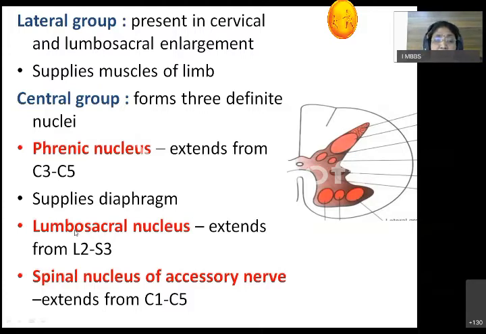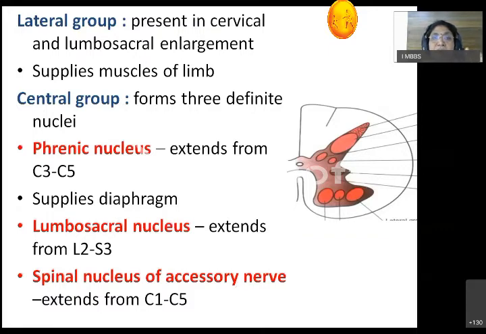Then another nucleus is the lumbosacral nucleus, which extends between L2 to S3 segments of the spinal cord. And the next nucleus is the spinal nucleus of accessory nerve, which extends from C1 to C5 segments of the spinal cord. And this is the largest nucleus, which forms the spinal root of accessory nerve.